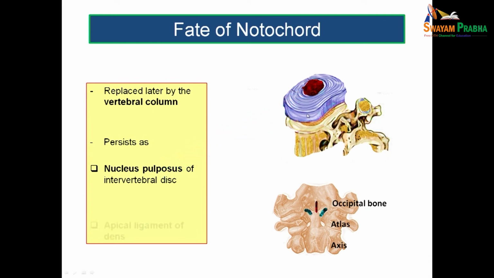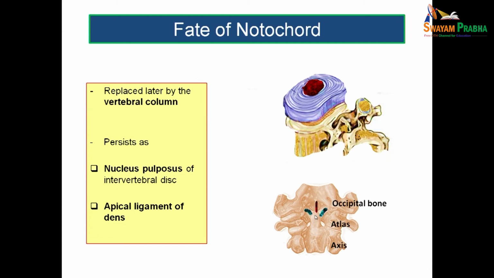Another remnant is known as the apical ligament of dens. So, this is the atlas vertebra, and this is the axis vertebra, and this is the occipital bone. The atlas vertebra does not have a body, but that is said to be the dens of the axis. The detached portion of the body of the atlas gets fused with the axis, and that is known as the dens or odontoid process of the axis.